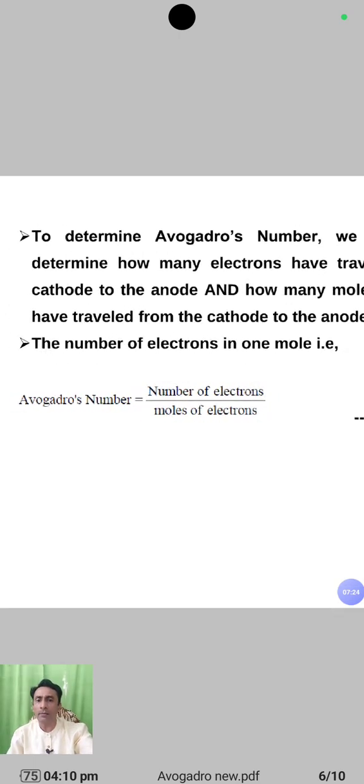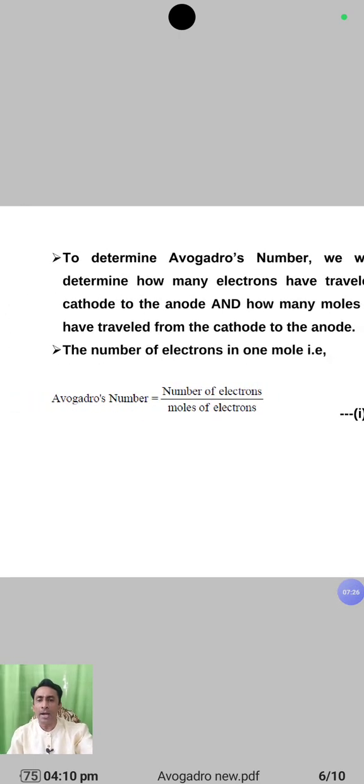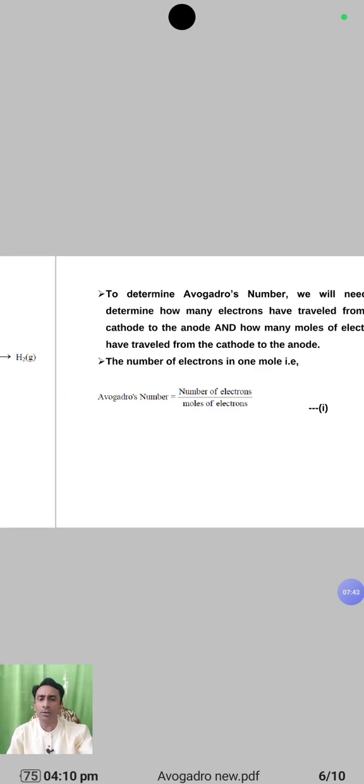How do we calculate Avogadro's number? Avogadro's number is nothing but the number of electrons upon the moles of electrons. If you know the number of moles of electrons and the number of electrons, you can calculate the number of electrons in 1 mole. That is our equation first.